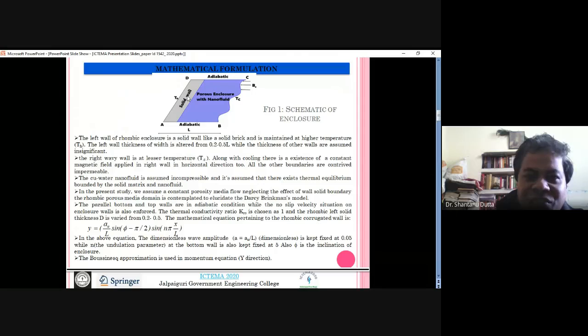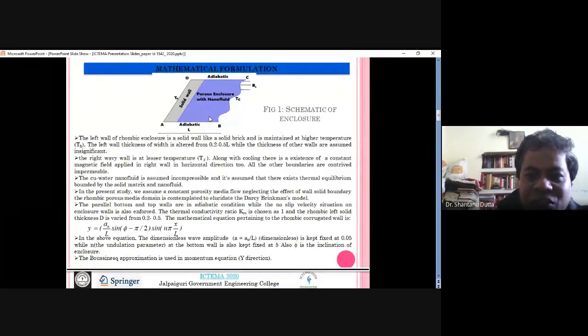This is what the enclosure looks like, a porous enclosure. This is the solid wall. The thermal conductivity of the solid wall is considered to be 1. TH is the higher temperature, TC is the lower temperature. This is the applied magnetic field along the cold wall. The rest of the walls, the top and bottom walls, are considered to be adiabatic. The thickness of the solid wall has been varied from 0.25 to 0.5. There are two types of wall thickness varied because of the constraints of this particular conference paper. The copper water nanofluid is assumed incompressible.